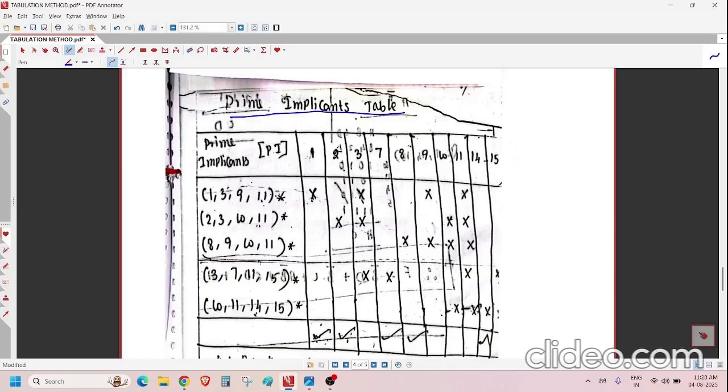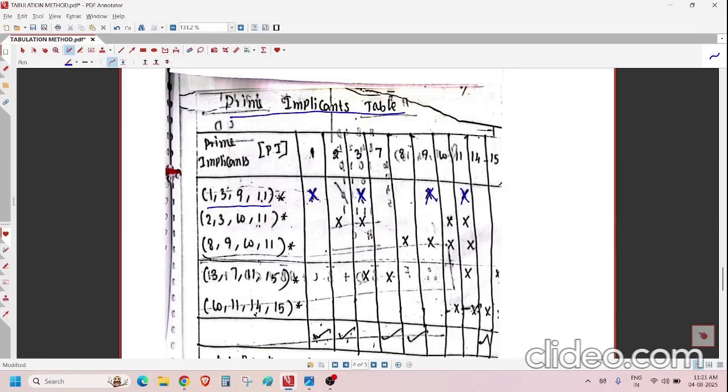Okay, so what do we have to mark now? For example, you can see what the combination is here: 1, 3, 9, 11. That means 1 will be marked here with an X, and then 3 will be marked here, 9 will be marked here, and 11 will be marked here. Likewise, we have to mark all the combinations with the help of X. Once you have marked all, what is the next procedure?